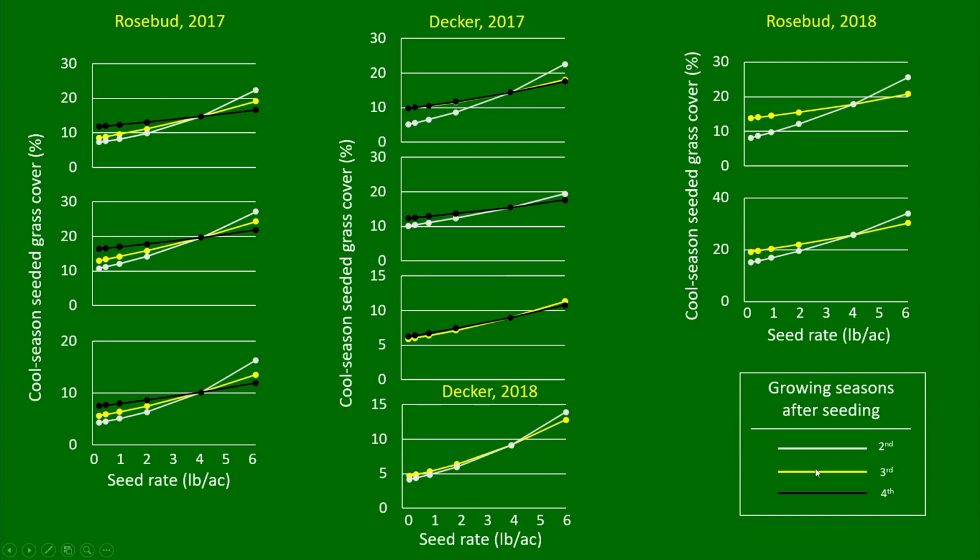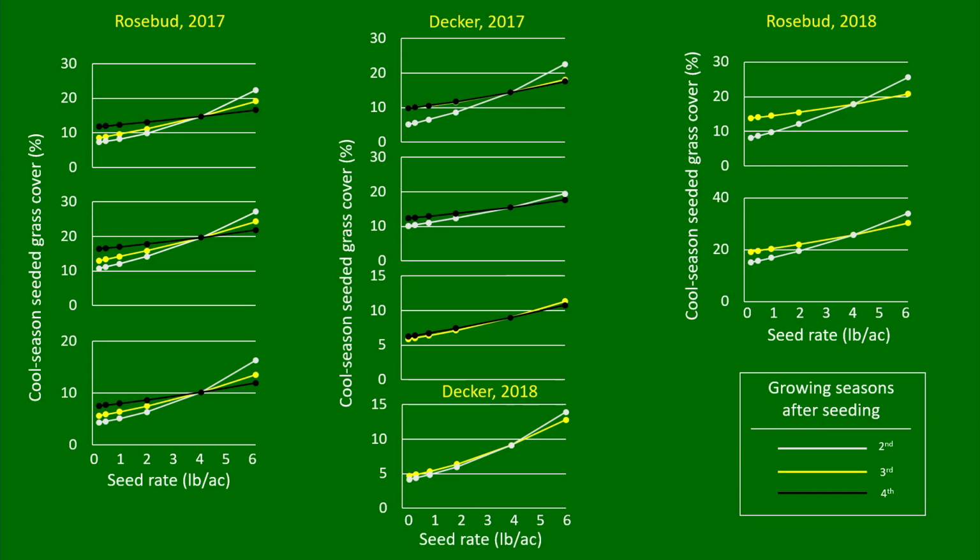This grayish line is 2 years after seeding, then the yellow line is 3 years, and the black line is 4 years. And on the x-axis is the seeding rate in pounds per acre. And what you'll see is that as we go from gray to yellow to black, the lines flatten, okay? So that is saying that hypothesis is supported, that the longer we get after seeding, the more independent of the rate the cover of grasses becomes, because they're filling in, they're doing what plants do.